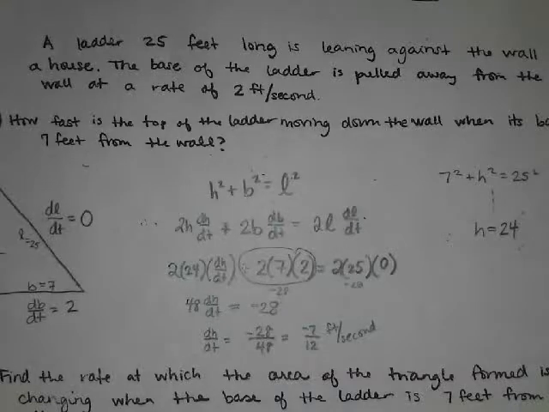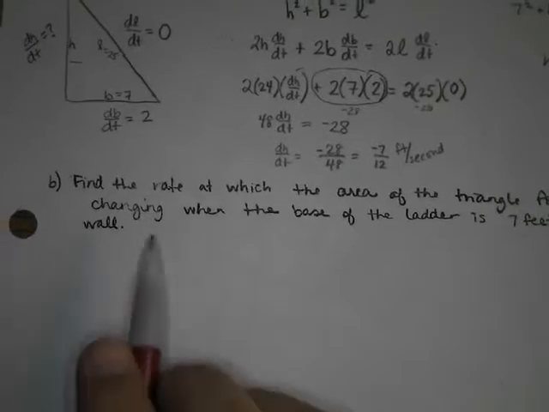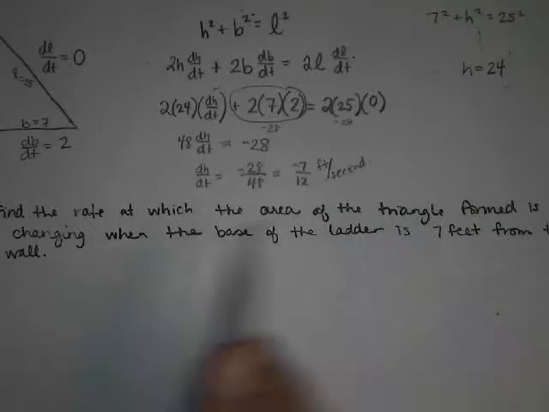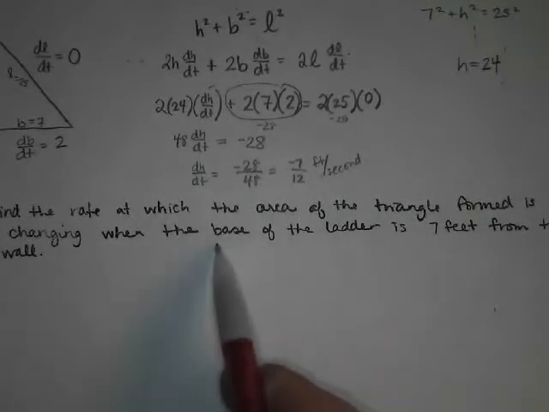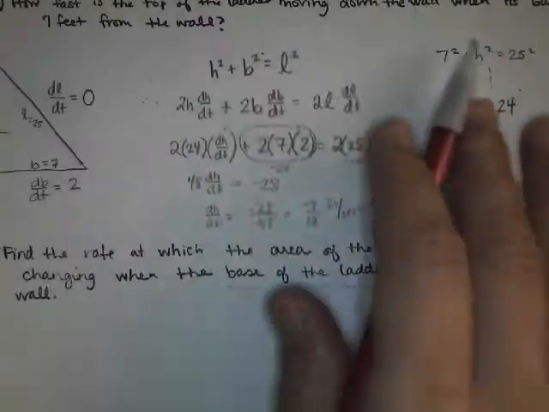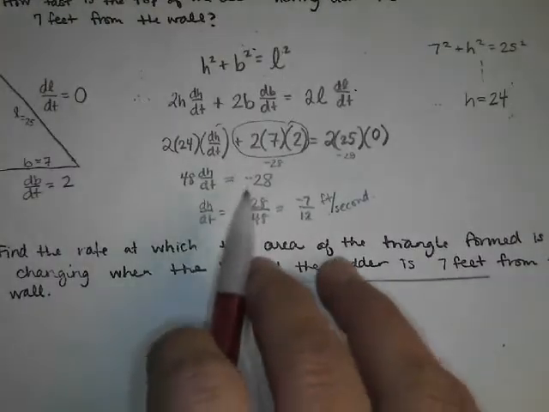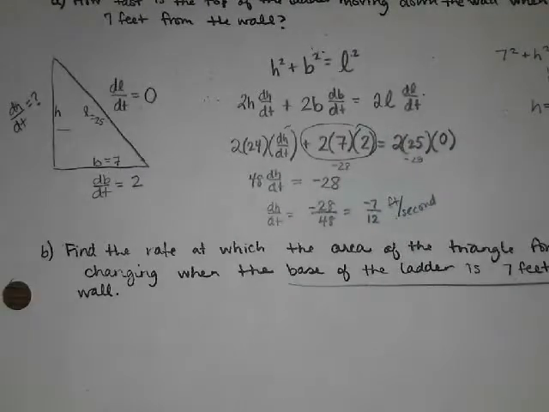Okay. Part B. Find the rate at which the area of the triangle formed is changing when the base of the ladder is 7. So the good news is they kept the base of the ladder 7. So that's a plus, right? All this information that we've already found out is still going to hold true down here if we need it, okay? But now they're asking what is the rate at which the area is changing.